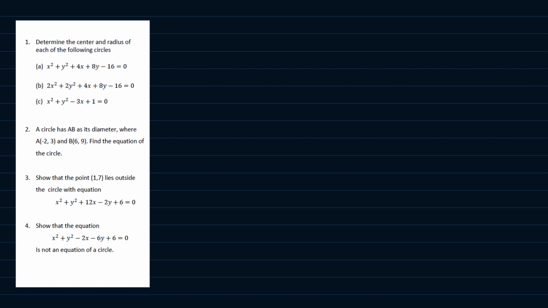I have another set of questions here which we'd want to work out. So we're going to start with number 1. It goes, determine the center and radius of each of the following circles. On A, we have x squared plus y squared plus 4x plus 8y minus 16 equal to 0. So we're going to start with part A.